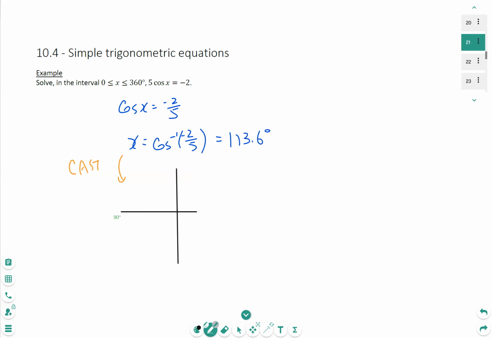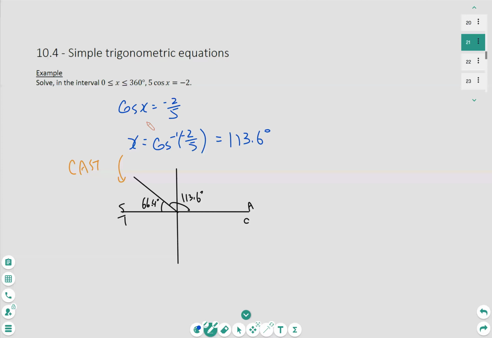So how do we draw 103.6 degrees? Well, with CAST, we know that's 90, so 103.6 degrees must be here. So we can work out the acute angle here, do 180 minus that, which is 66.4 degrees. Then we reflect in the correct quadrant. For cos to be negative, we have to reflect in the tan quadrant. That's 66.4 degrees. So therefore the answer is in here, 103.6, and there.